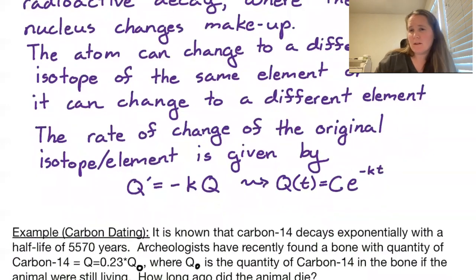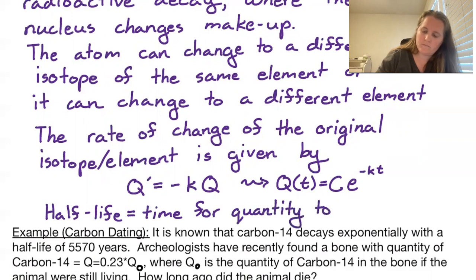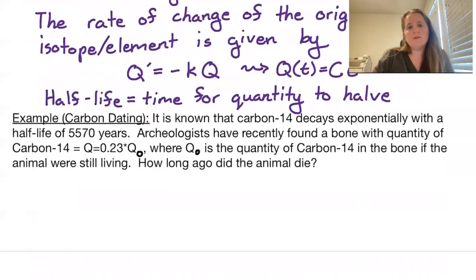And then we get something which is called a half-life, which is the amount of time it takes for that quantity to halve. The half-life, which is often what we are given, is the time for the quantity to halve. So let's go ahead and take a look at this example of what is called carbon dating, which is our most standard technique of determining how old something is.